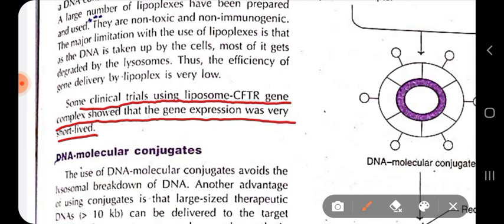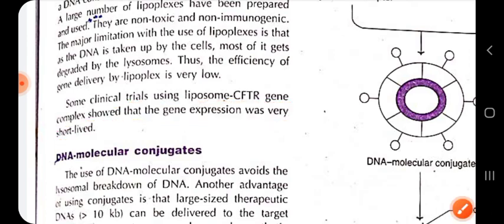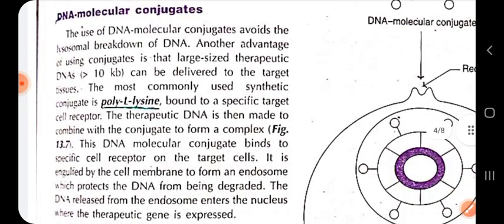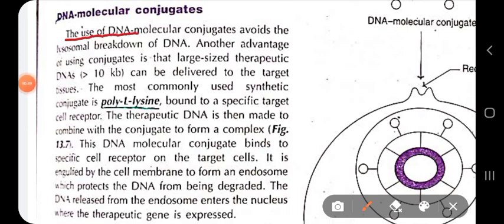Okay, the next is DNA molecular conjugates. What are DNA molecular conjugates? Let us see. Use of DNA molecular conjugates avoids the lysosomal breakdown of DNA. If we are able to administer our desirable DNA into a target cell, the enzymes present within the lysosome of the cell are not able to break down the DNA. To prevent that, we use this type of conjugates. That type of problem we have seen in making liposomes.